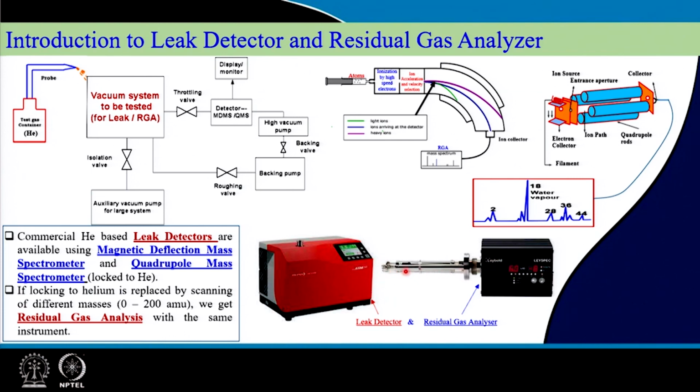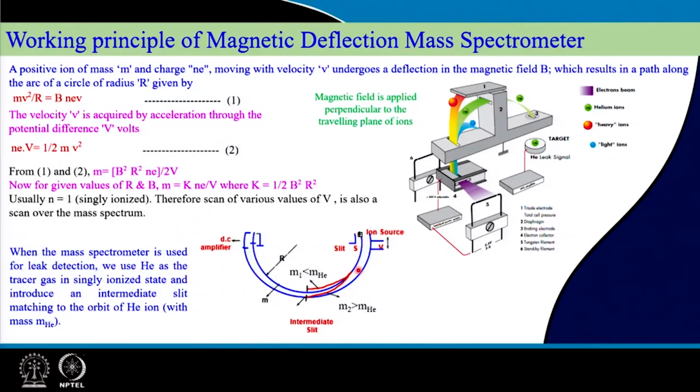These are quadrupoles, quadrupole mass spectrometers, and this is magnetic deflection. Here there is no magnet, here RF fields will be there, DC fields will be there, while there magnetic fields will be there. So, here is a little more detail on the physics of it, for those who are interested.